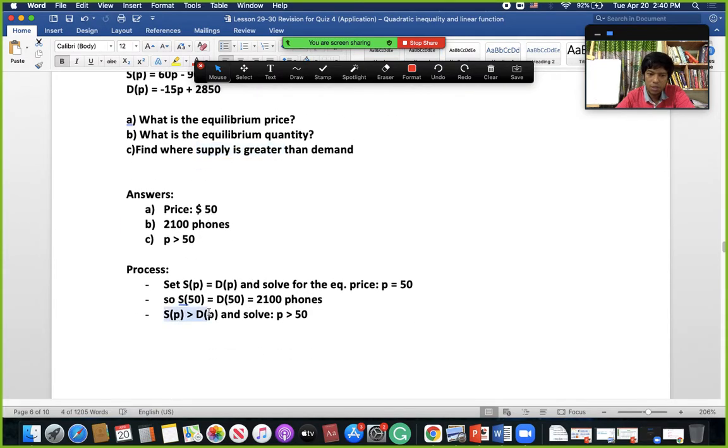See, SP is greater than DP. How to do the first maths? Set SP equal to DP and find out P equals what. This is the thinking process. This is the answer.